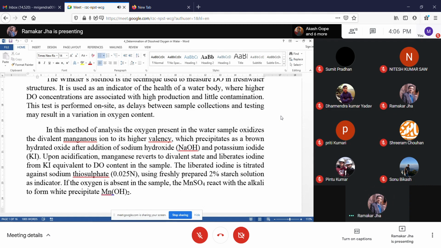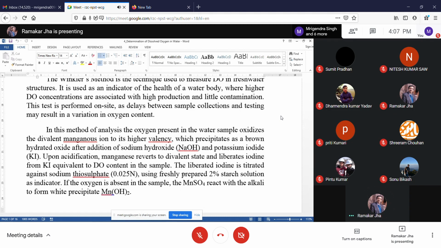Very nice. So first, what do we really do? We use manganese ion of high valency, and when we add sodium hydroxide and potassium iodide, first it precipitates, means coagulates, we find solid settling at the bottom.